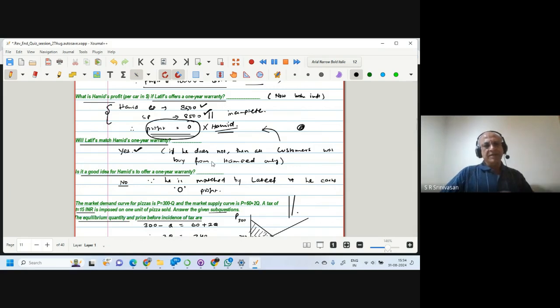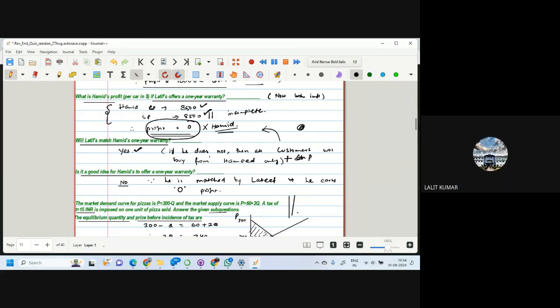Yes, sir. I think Latif will offer the warranty because even when people buy from him with the warranty, he increases the price, right? So his profit is higher. So not necessarily everybody will go to Hamid. Even if people come to him, he'll still make only $2,000 profit, whereas if he offers a warranty, he will make $2,500 profit because the price becomes higher. Okay. Profit increases. Okay.